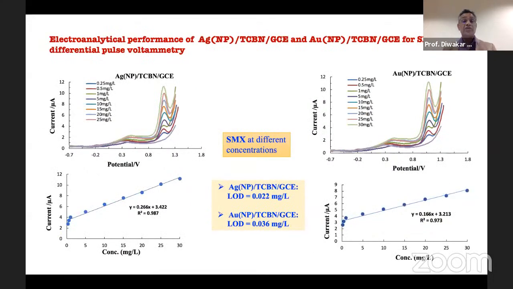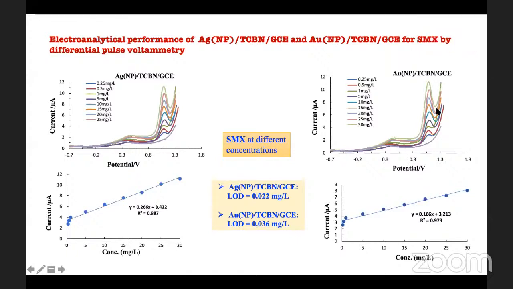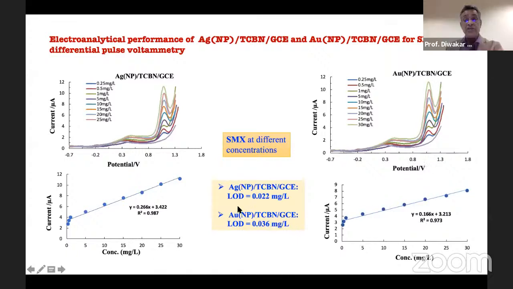Electroanalytical performance of the silver and gold based materials: we adopted differential pulse voltammetry over a wide range of concentrations of the pollutants, sulfamethoxazole and sulfamethazine. This is the sulfamethoxazole. You can see the two different electrodes, the silver based and the gold based material, and a good linearity has been obtained for both. The LOD, limit of detection, for sulfamethoxazole is 0.022 milligram per liter, that's a ppm level, and for the gold-based material electrode, it is 0.036 ppm.